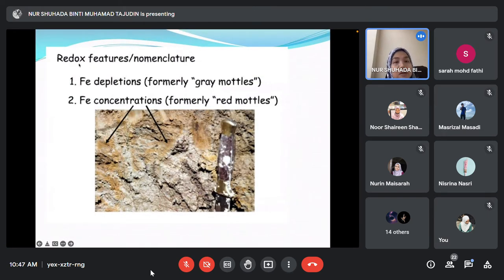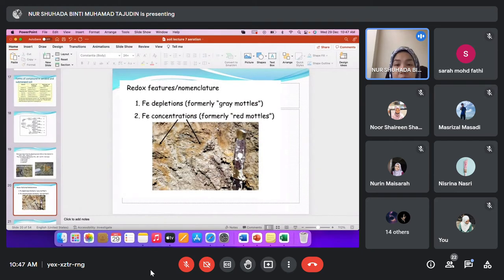If you see here, the redox features, there is an iron depletions. What we call as grey mottles, warna kelabu ni. Then we also have what we call as the iron concentration, which is the oxidized iron represented by the red mottles. Sometimes kenapa ada mottles ni, that is because of the texture. The texture ada sedikit berbeza dengan laluan air. Kalau you nampak yang warna hijau-hijau ni, dia lebih kepada dia menyimpan air eh. That's why it's in a reduced state.